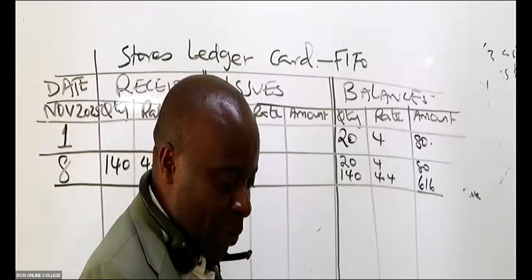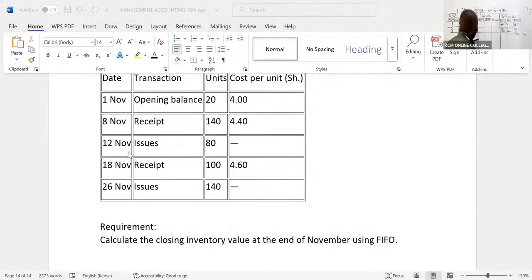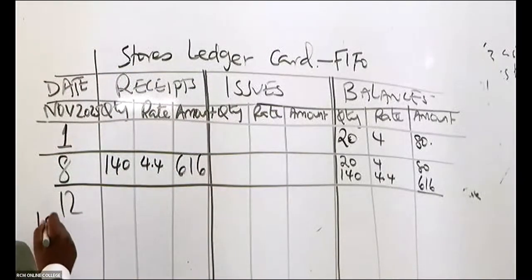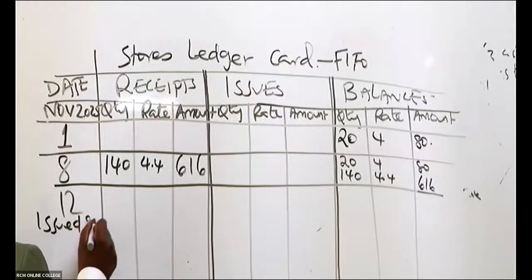Then you come straight away to this one here. You can see there's the next date. Next date is 12th. So write 12th like that. What happened on this date, ladies and gentlemen? We issued 80. So when you come to issuing is where you have to draw the boundaries very well. We issued 80. So can we issue 80 at once?